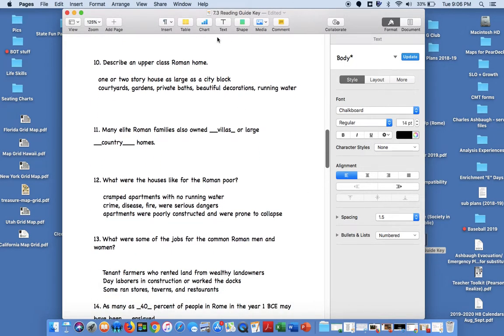An upper-class Roman home, this should probably say within the city, because this is in the actual city of Rome itself.